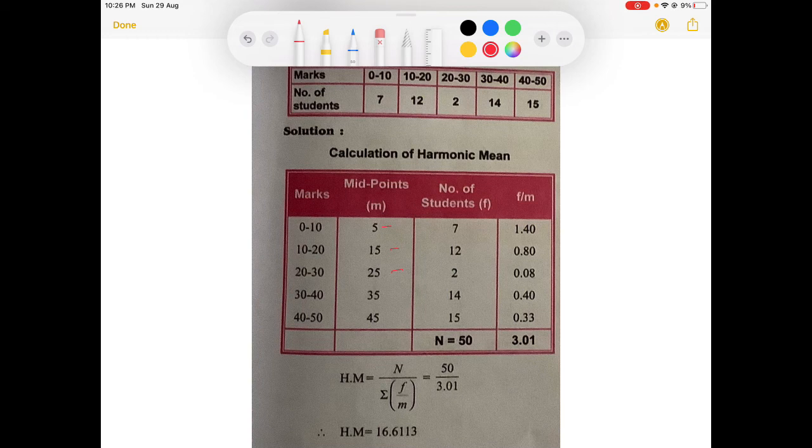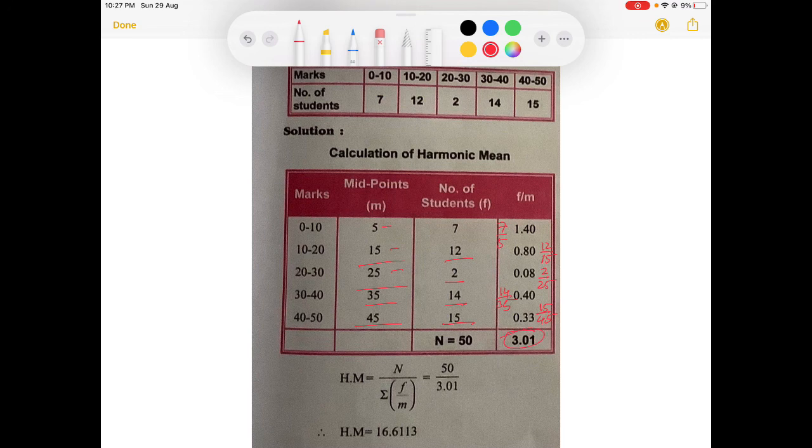So 7 by 5 is equal to 1.4. Similarly, 12 by 15 is equal to 0.8. 2 by 25 is equal to 0.08. 14 divided by 35 is equal to 0.4. 15 divided by 45 is equal to 0.33. Now we have to just add up all these frequencies divided by the mid values.